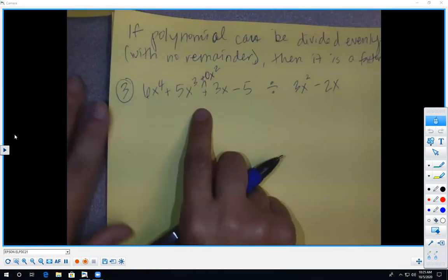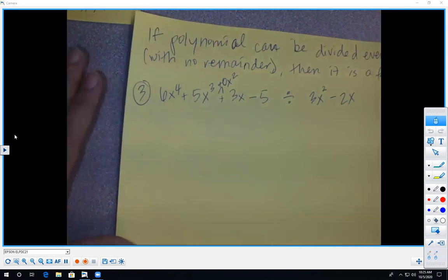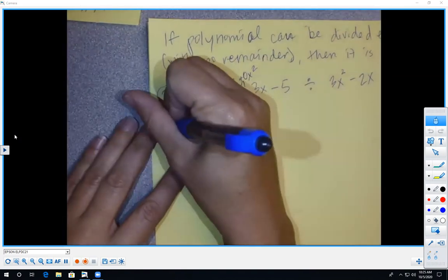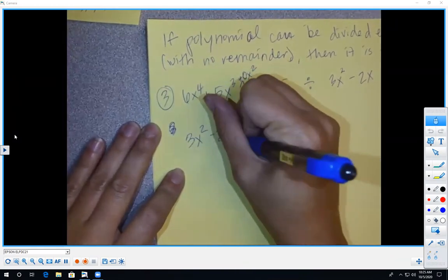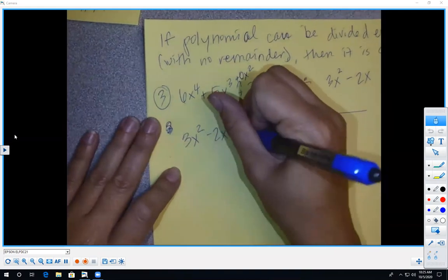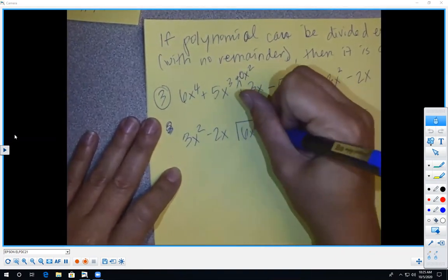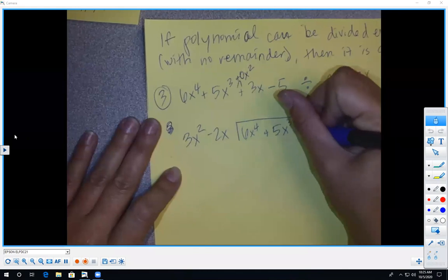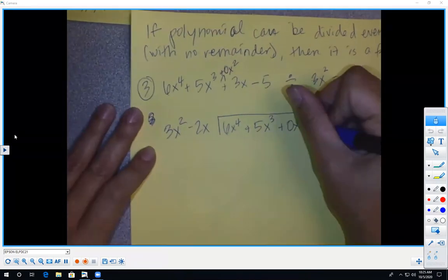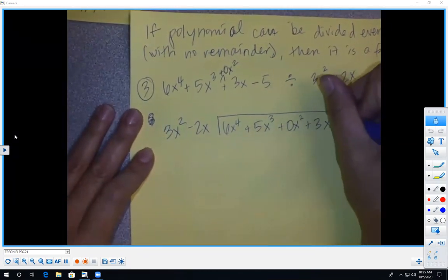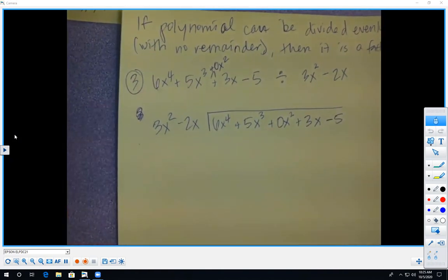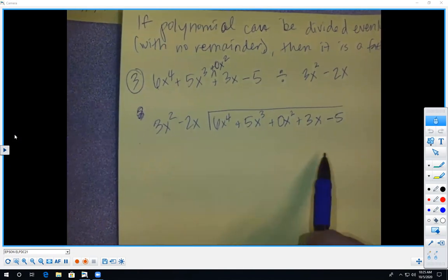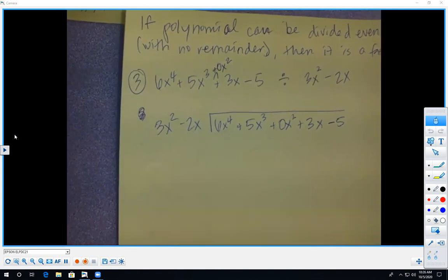That's the reason why we have to put a placeholder in, so that we can still divide the normal way. Let me move down a little bit. 3x squared minus 2x on the outside, dividing into 6x to the 4th plus 5x to the 3rd plus 0x squared plus 3x minus 5. And you have to put in placeholders for synthetic division also. So just make sure you're always putting in all your placeholders if you don't have every single degree of x.